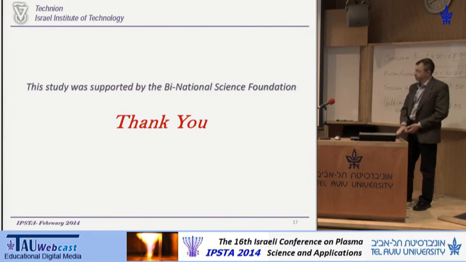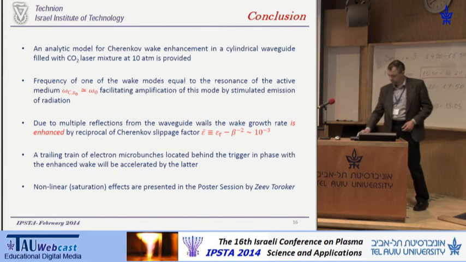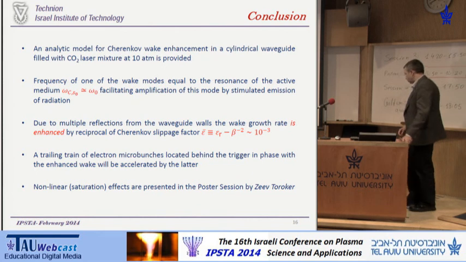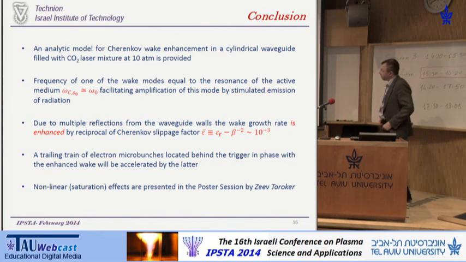Thank you very much. Questions to the speaker? I have a question. Can you show the conclusion? Do you mean the electrons have to go through the 10 atmosphere CO2 laser? It means that it's a mixture of CO2 laser at 10 atmospheres. So what is the question? The electrons have to go through this medium? Yes, they have to go through.